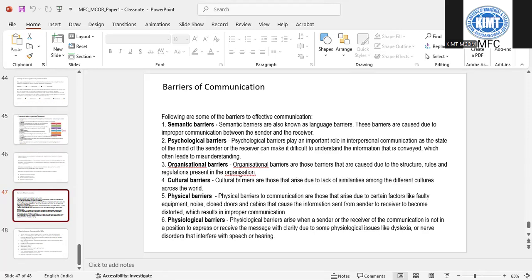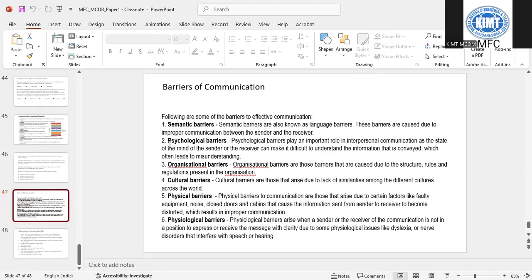There could be some disease, some disorder issue, nerve disorder issue. That kind of problem is a physiological barrier. So these are the barriers that can happen in communication.